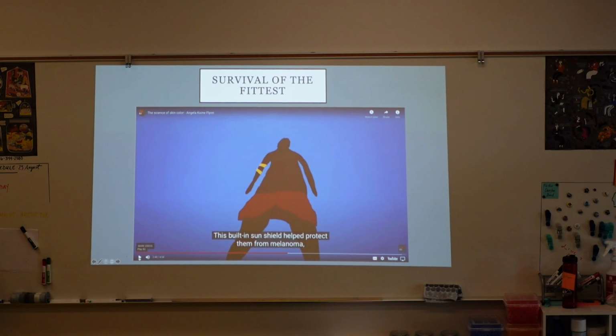Wait. So when humans ended up migrating to different locations, there's different amounts of UV rays depending on where you are. And that'll go into it too. So it's because darker skin and more melanin actually helped protect humans. So more melanin equals darker skin. Yeah, so melanin is a pigment, right? So the more pigment you have, the darker you are. The less you have, the lighter you are.